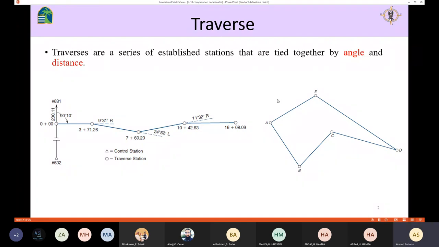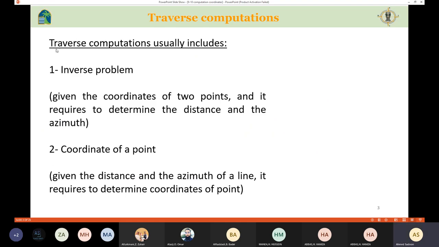And the traverse is very important to establish control points, whether you are constructing a road or you are constructing a building. So it's very important to understand the computations associated with the traverse. And the traverse computations usually include the inverse problem or the coordinate of a point.